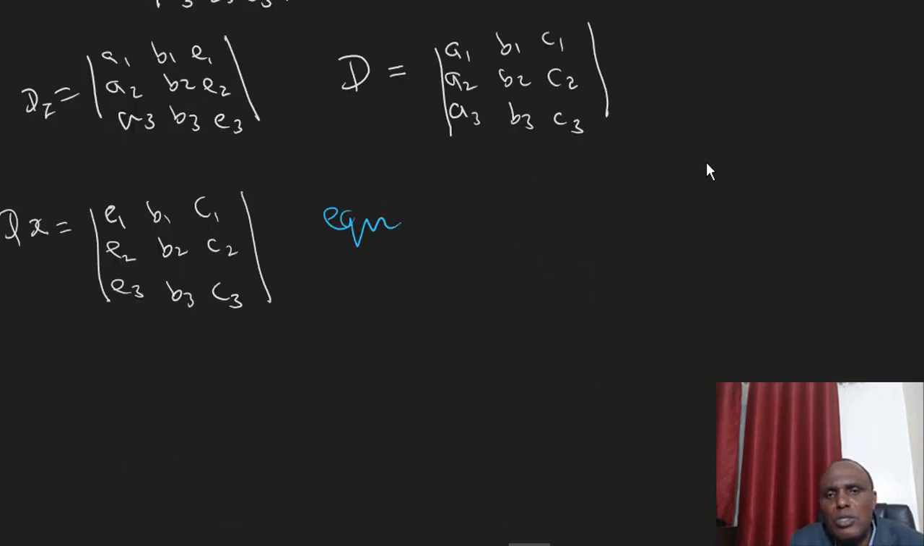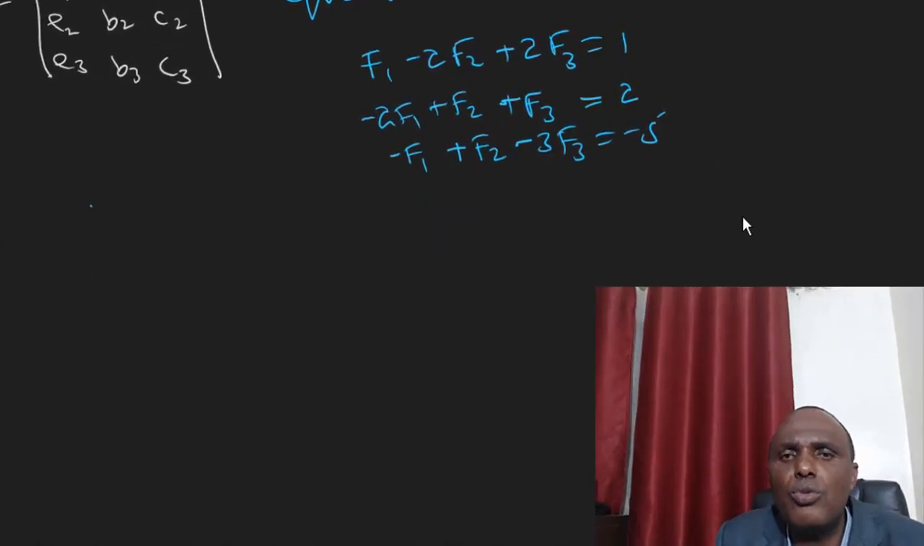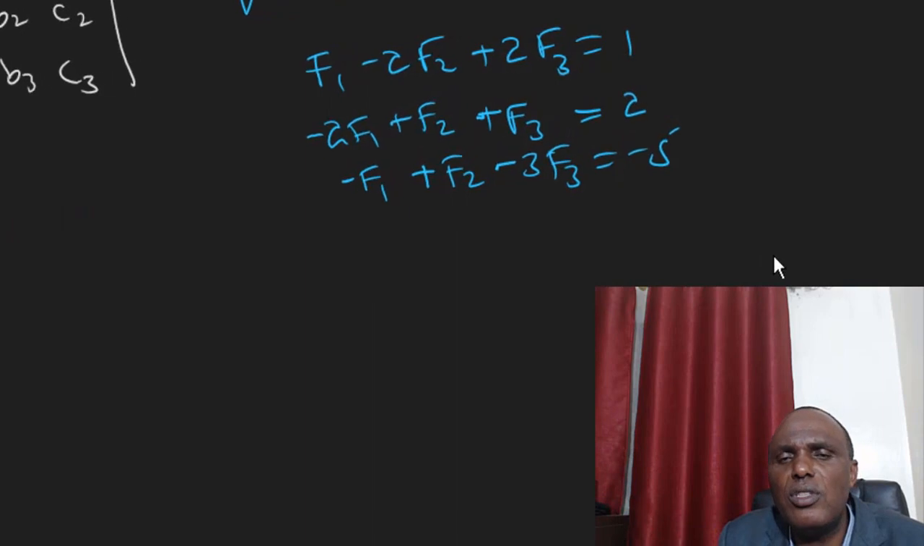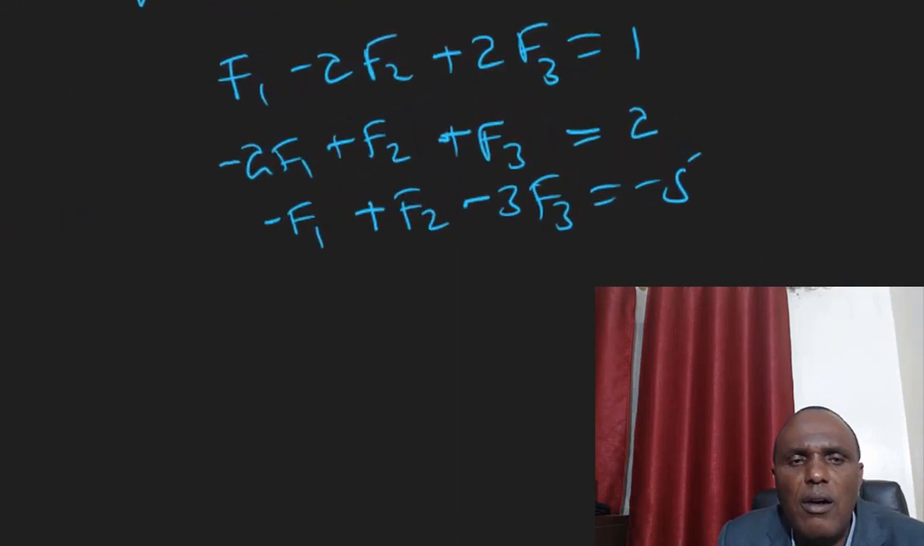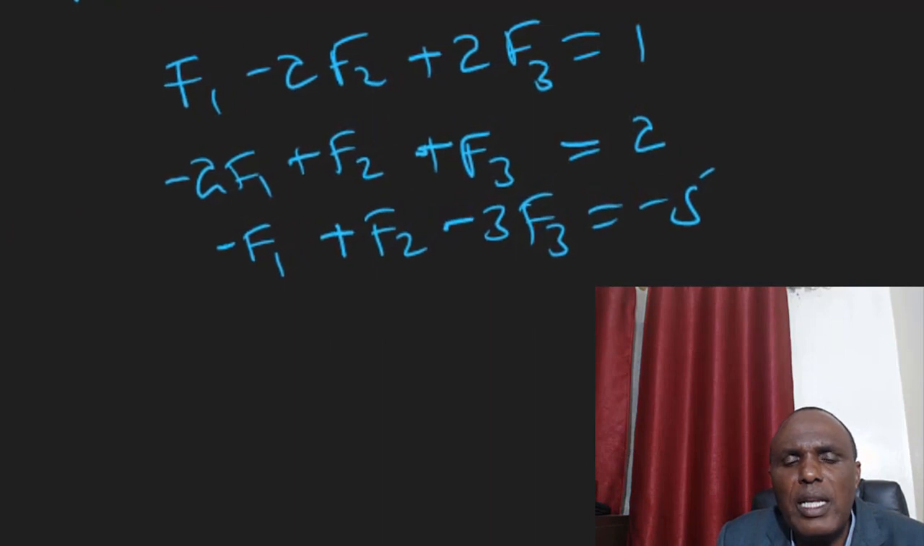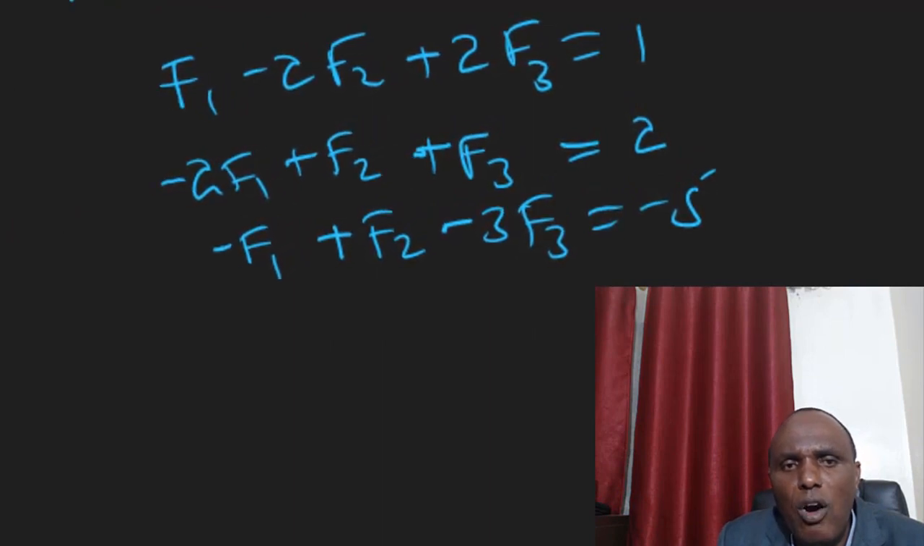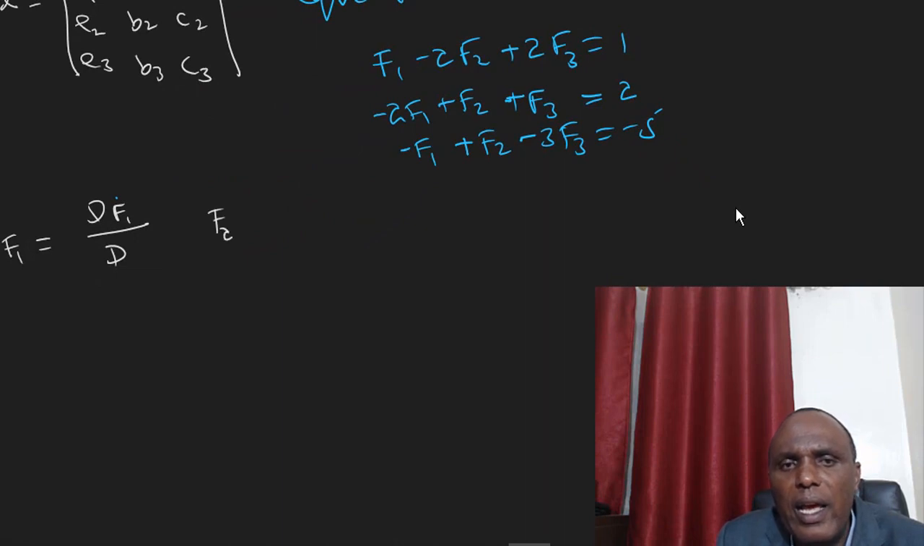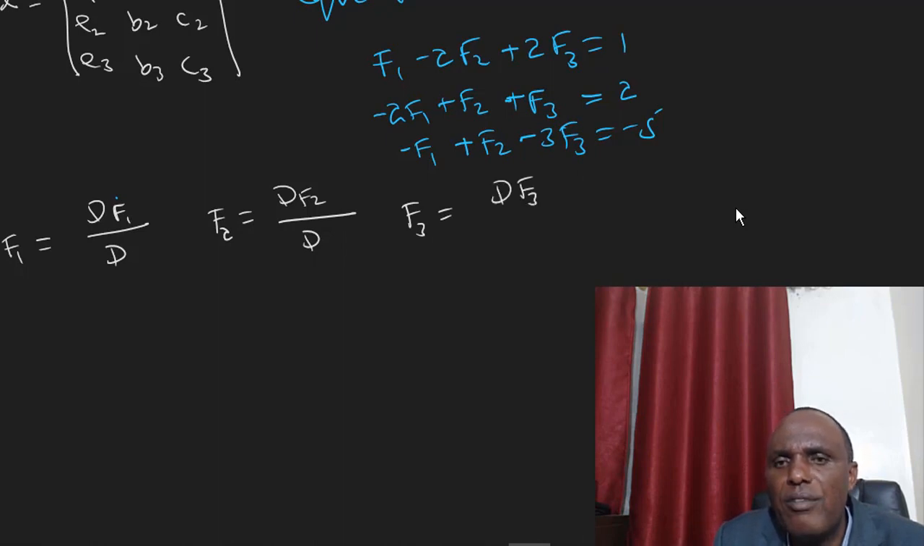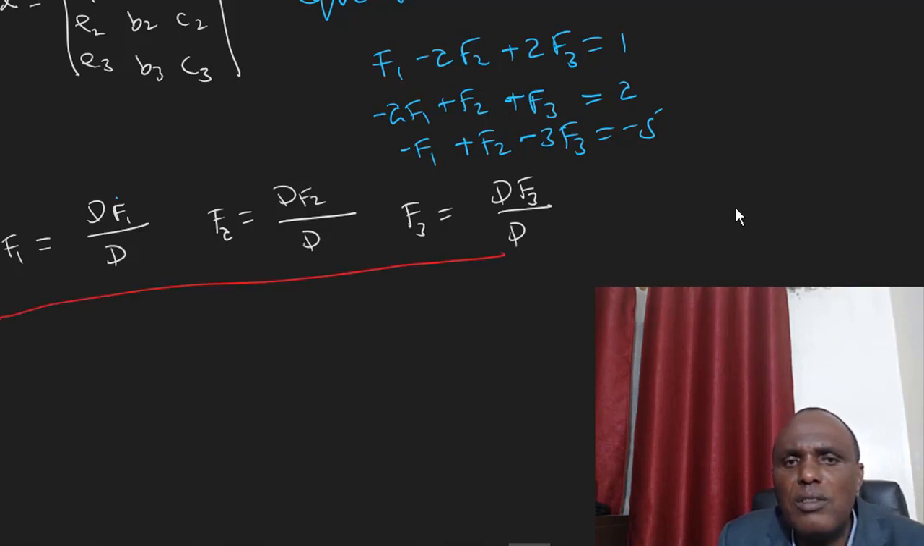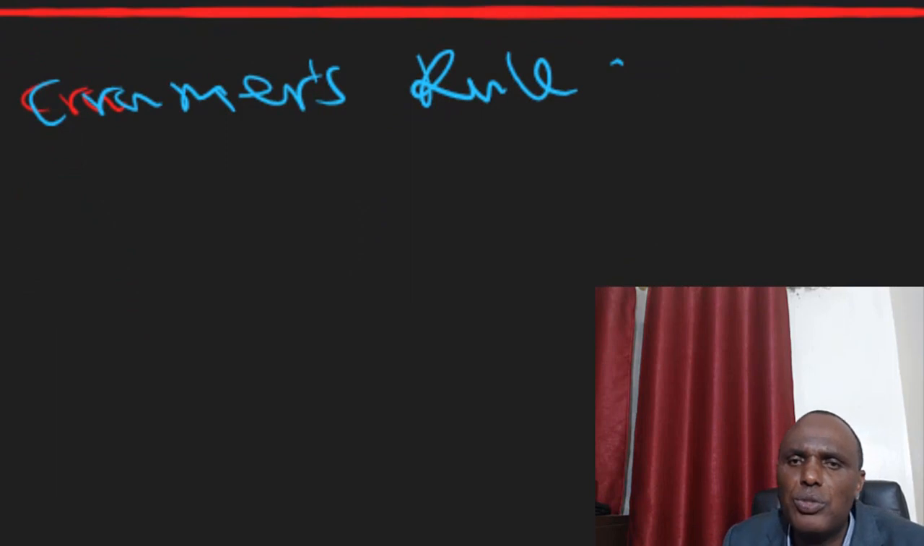The simultaneous equations are given. Now let us use Cramer's rule to solve these simultaneous equations. And f1, we are going to get it by df1 over d. And f2, we are going to get it as df2 divided by d. And f3 is equal to df3 divided by d. That is Cramer's rule, and we are going to use it right now.